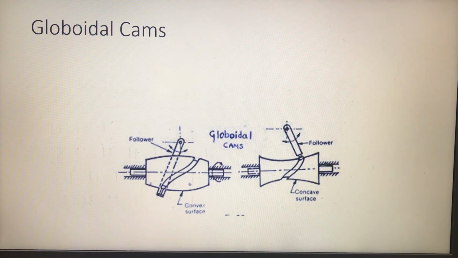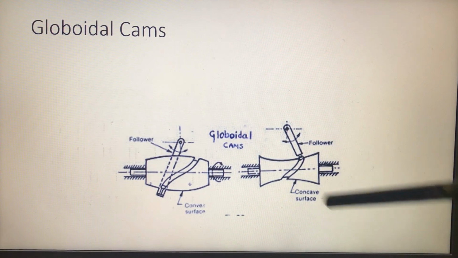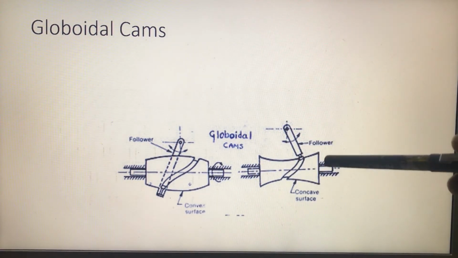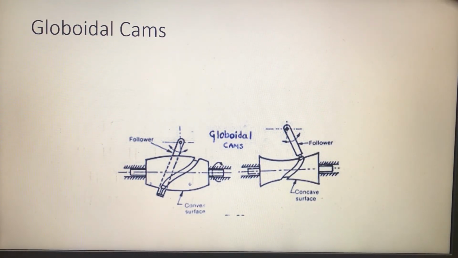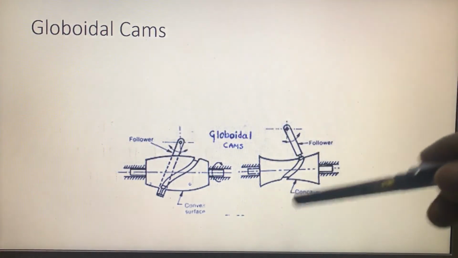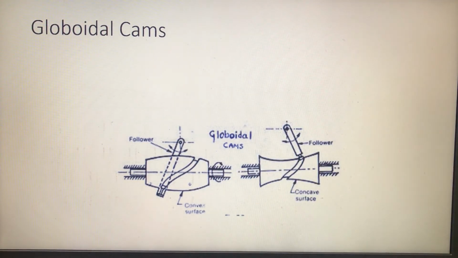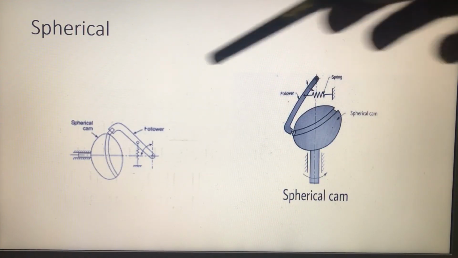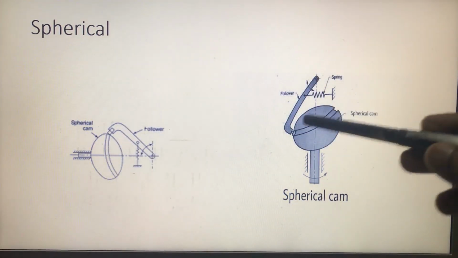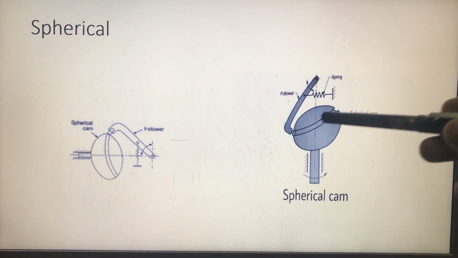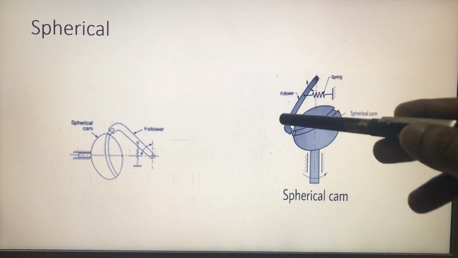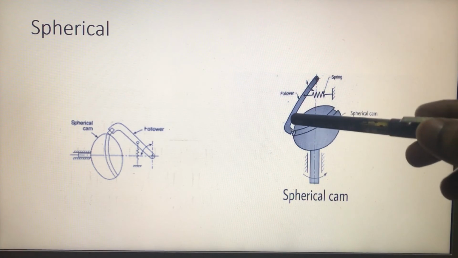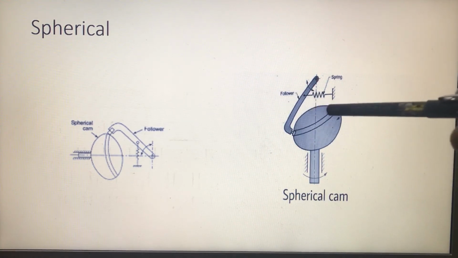Globoidal cams. It is the same as your cylindrical cam, but it will have a convex shape on the outer surface, or else a concave shape on the outer surface. It will also oscillate as it follows the grooved path. And the next one is spherical, because this cam is having a spherical shape and also it is having a groove on the surface, and this is followed by this follower with roller. Fine. As it rotates, this follower will oscillate.